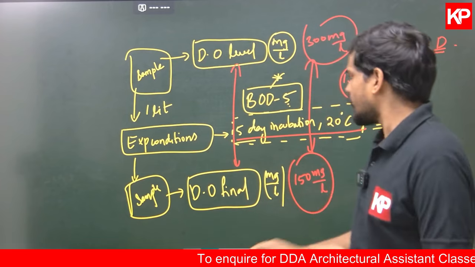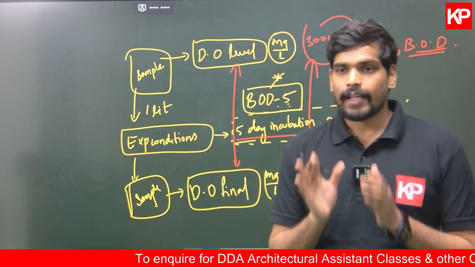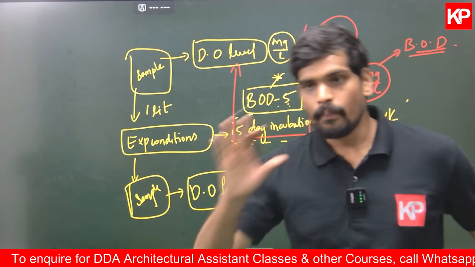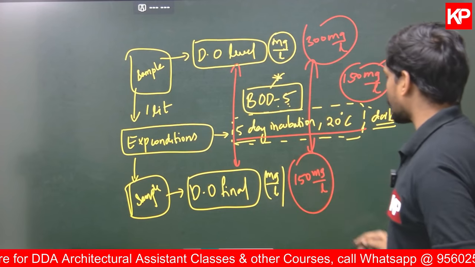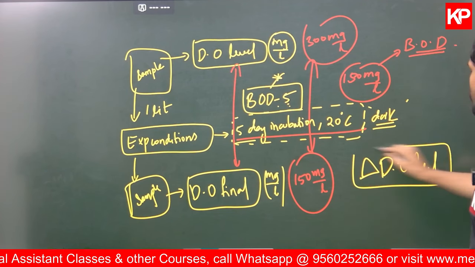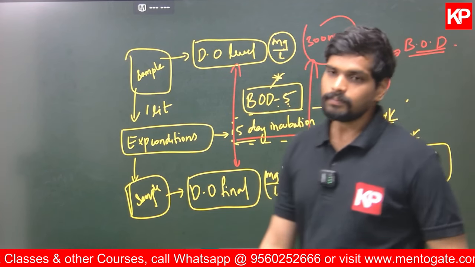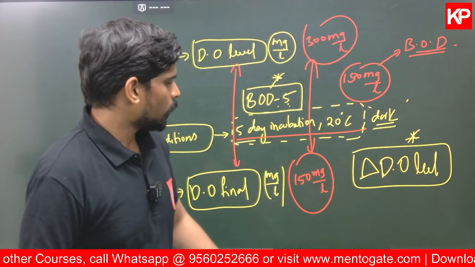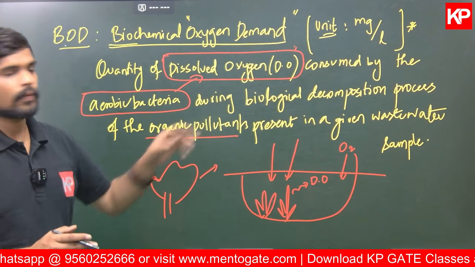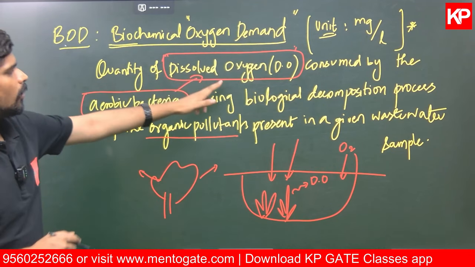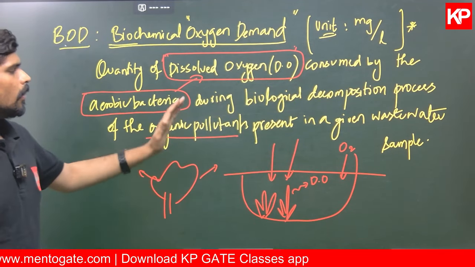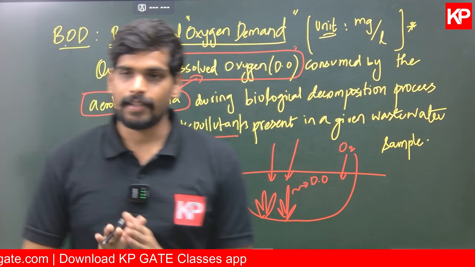However, leaving that aside, remember BOD5 is basically checking biological oxygen demand by the organisms over a 5 day incubation period. That's how you measure biological oxygen demand. It is measured in terms of the difference in the dissolved oxygen level before and after the incubation. So that's the concept of BOD. You can go back to the definition now, and it will give you a better sense. Biological oxygen demand is how many milligrams of dissolved oxygen are consumed by the aerobic bacteria during the biological decomposition of organic pollutants present in a given wastewater sample.